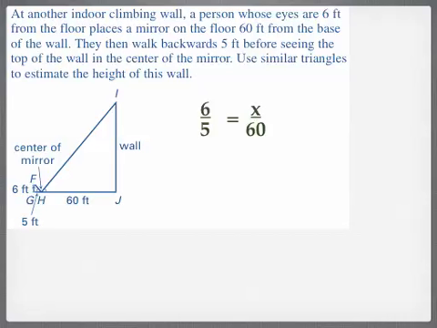Regardless of how you set up your proportion, and there are several different ways that you could do it, this next step should be the same for everyone. When you cross multiply, you should get 360 equals 5x. If you did not get 360 equals 5x, then something in your proportion is not set up correctly. Make sure that your corresponding pieces are in corresponding parts of the proportion. Now I need to divide both sides by 5, which tells me that the wall is 72 feet tall.